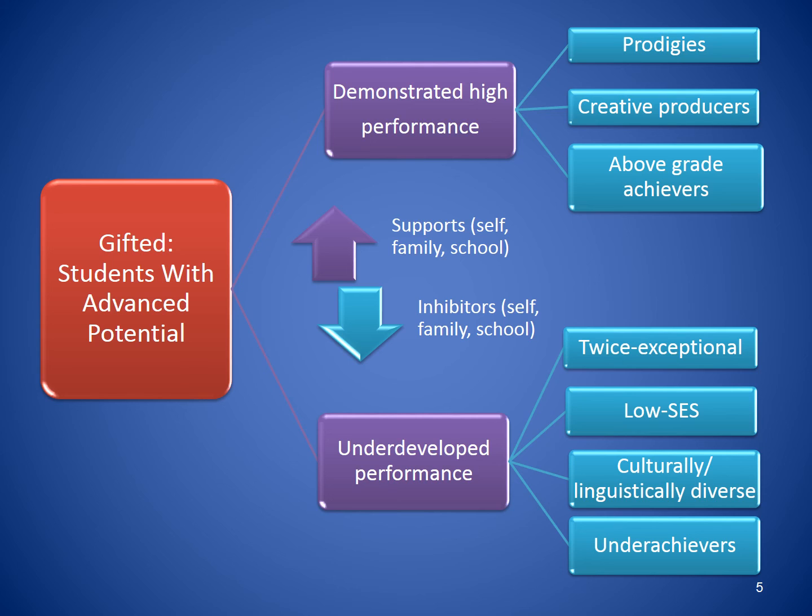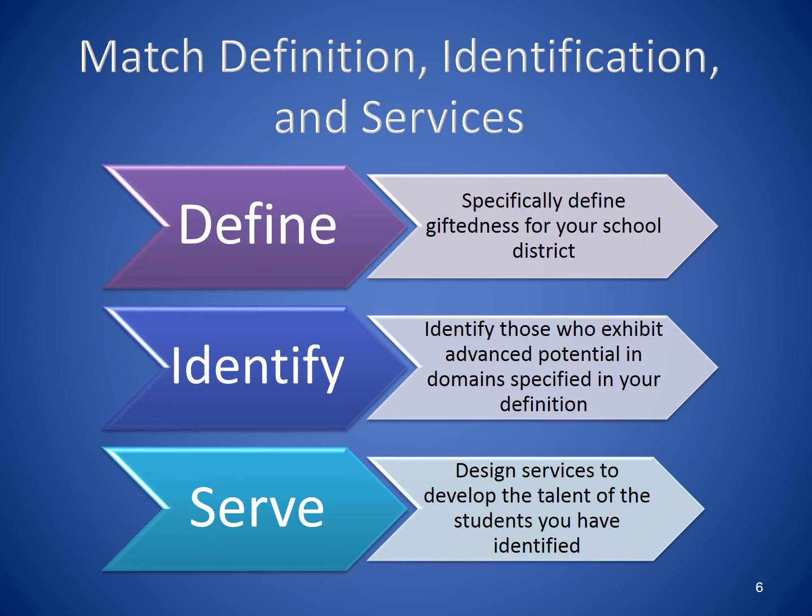As we look at this diagram, it is readily apparent that despite having advanced potential, these students are quite different from one another, which speaks to the need to develop a range of services to meet their academic needs. In the identification process, we need to make sure that our identification process and the services that we are providing are all in alignment. However giftedness is defined will drive the type of services provided.